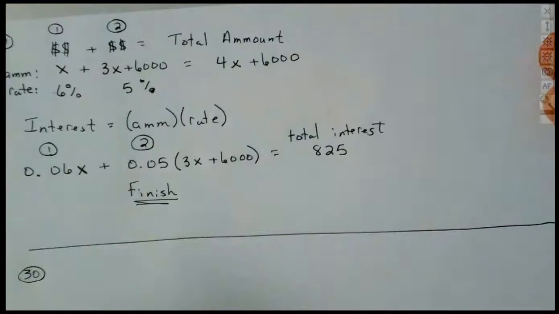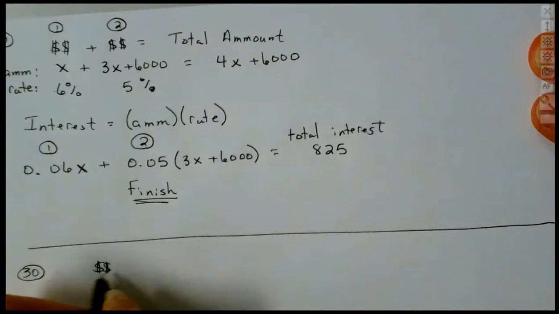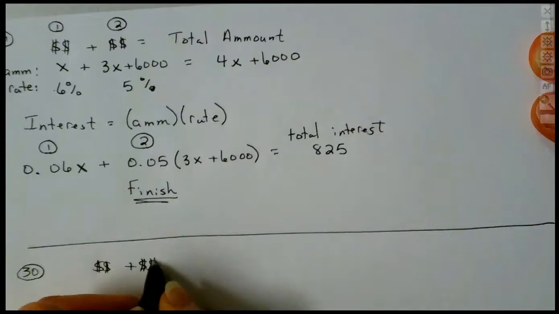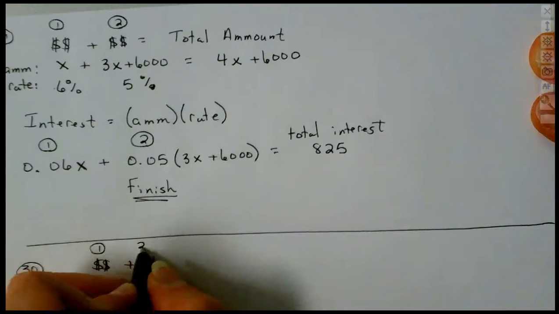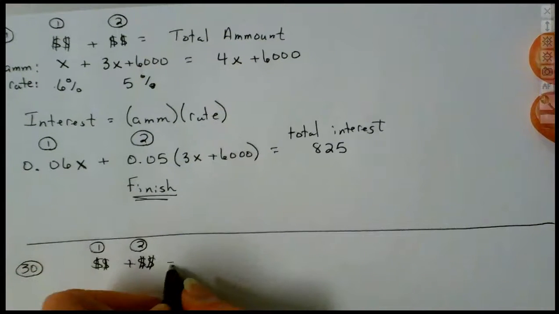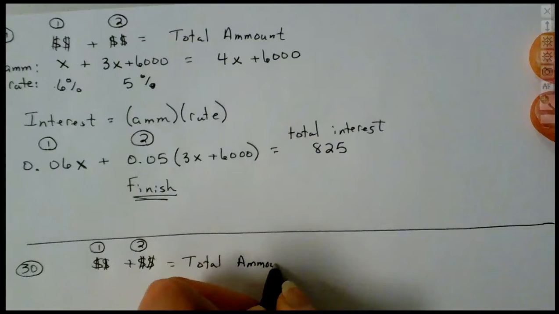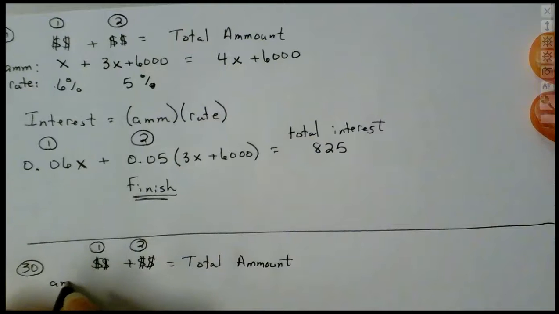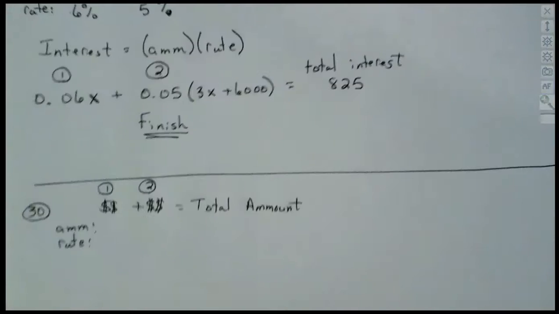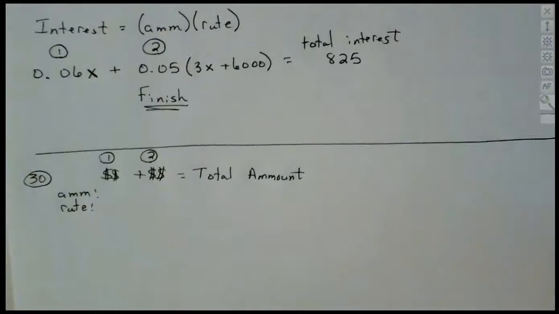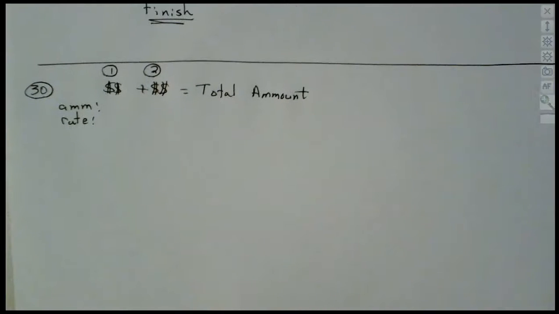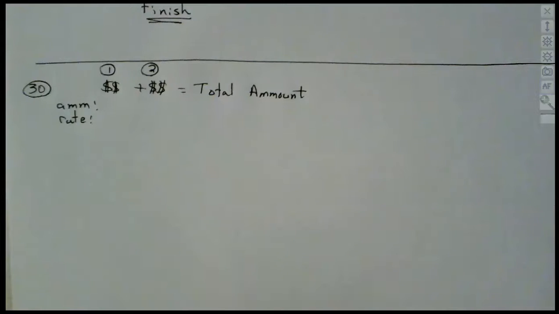Set it up the same way. We've got 1 and we've got 2. And these go together to give us our total amount. We've got amount and percentage rate. We're going to take our time to make sure we see where all the pieces go.